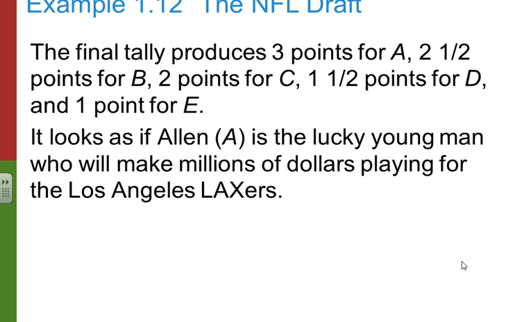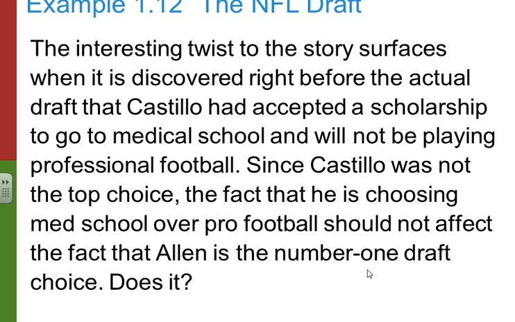Finally, they total the votes, and it's 3 points for A, 2.5 for B, 2 for C, 1.5 for D, 1 for E. Looks like Alan is the lucky man who makes the $1 million. The interesting twist to the story surfaces when it's discovered right before the actual draft that Costantino has accepted a scholarship to med school and will not be playing football.